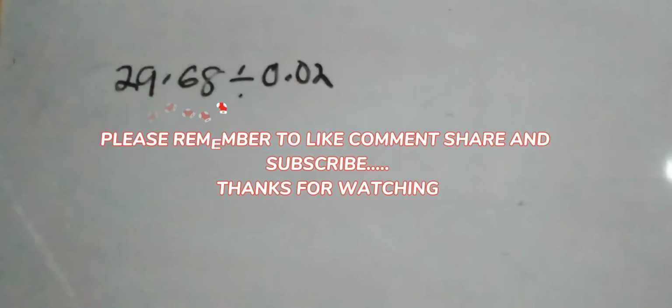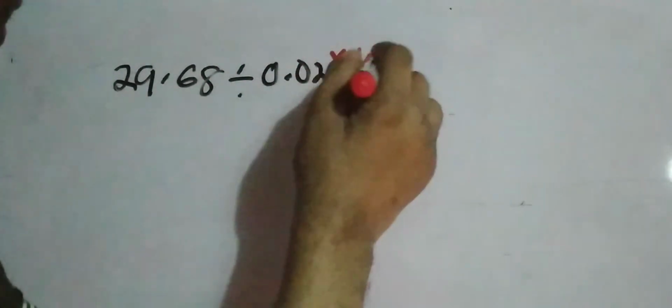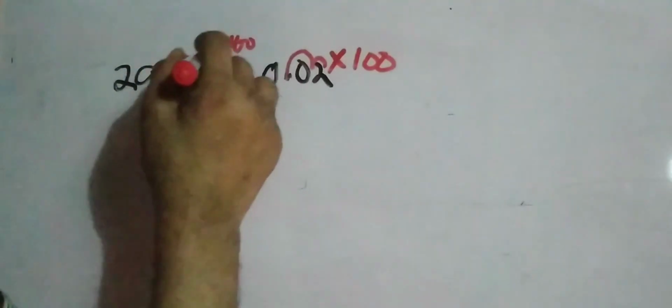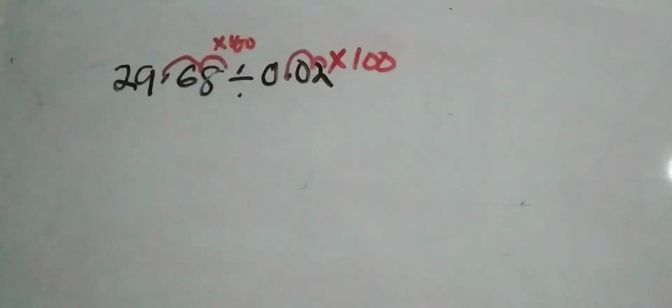Here we have another problem. This one is 29.68 divided by 0.02. So let us follow the steps that we took in the previous ones. Now here we have 2 places of decimal, so we're going to multiply by 100 to get rid of the point. So multiply by 100, so the point comes 1, 2. And we have to do the same over here, so multiply by 100. So the point comes 1, 2. So we're going to have 2 whole numbers there. So let us set out the problem and work it out.